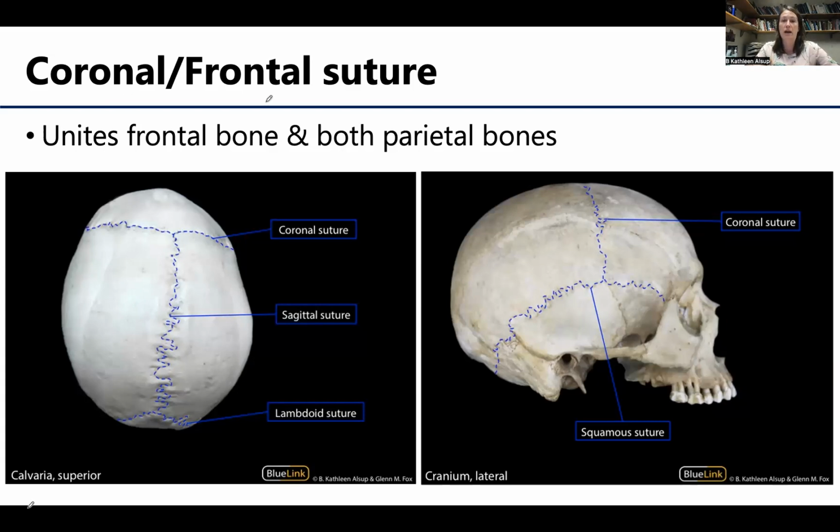Sometimes you hear this referred to as the frontal suture. You can think of this as kind of like a crown right here. You'd put a tiara right here associated with the coronal suture. And this is going to be between the frontal bone and the parietal bones. So you can see that here in the superior view, you can see the frontal bone here and a parietal bone here. And so that would be the coronal suture there, aligning with where that coronal frontal plane would be. That would divide the body into anterior and posterior parts.